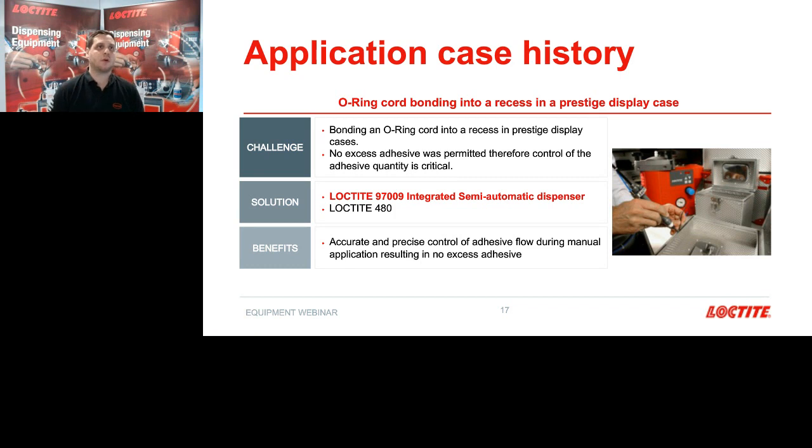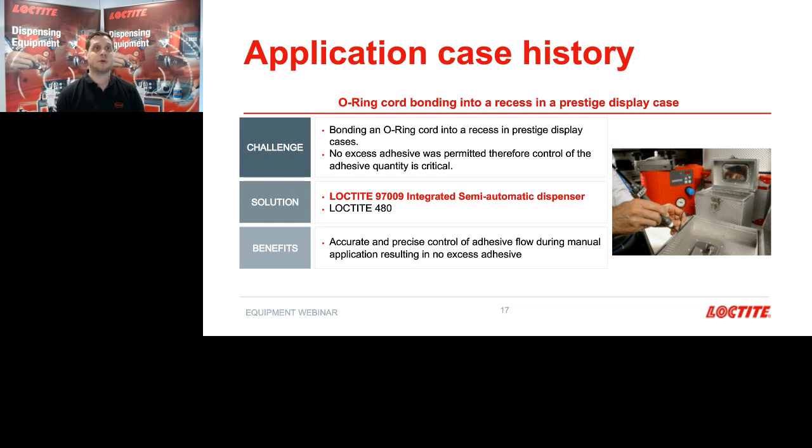We'll now just move on to a quick application case history. In this case history, we had an O-ring cord which was being bonded into a recess in a prestige display case. Now there were loads of different sizes of display cases. They were all bespoke, so they leaned towards a manual application rather than an automatic one due to the high variance in sizes. The challenge on this application was that there was to be no excess adhesive anywhere, so we had to control the amount of adhesive that we applied.